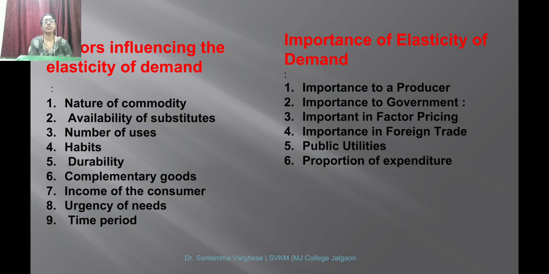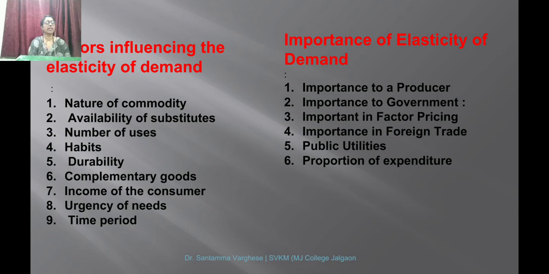First, it is the nature of the commodity. We purchase a commodity according to its nature, how the commodity is. We can classify the commodities as necessary, comforts and luxury. For nature of the commodity there are 3 types: necessary, then comforts and luxury.